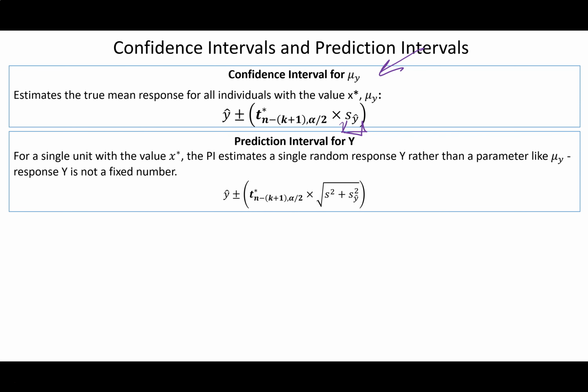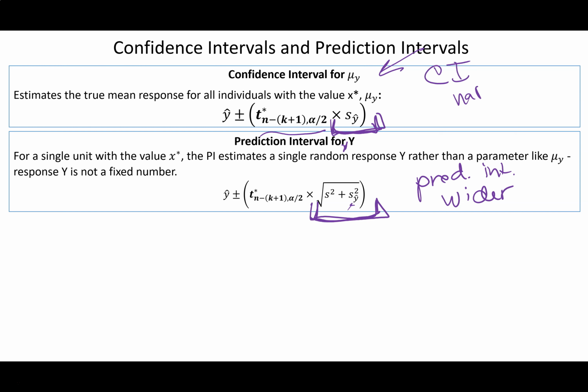Your prediction interval is for y, so not for the mean, but just for one individual. One thing I really want to draw attention to here is you have your t star times this standard deviation of y hat. Here you have your t star times this square root of s squared plus s squared for y hat. The prediction interval is wider. Always. The confidence interval is narrower.